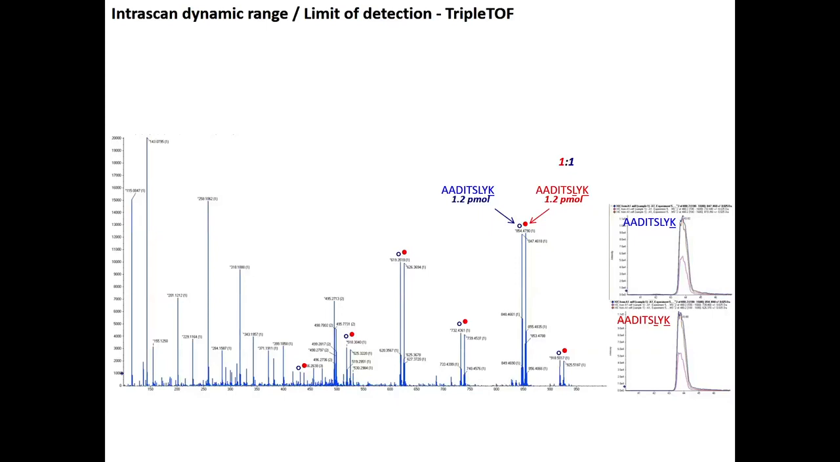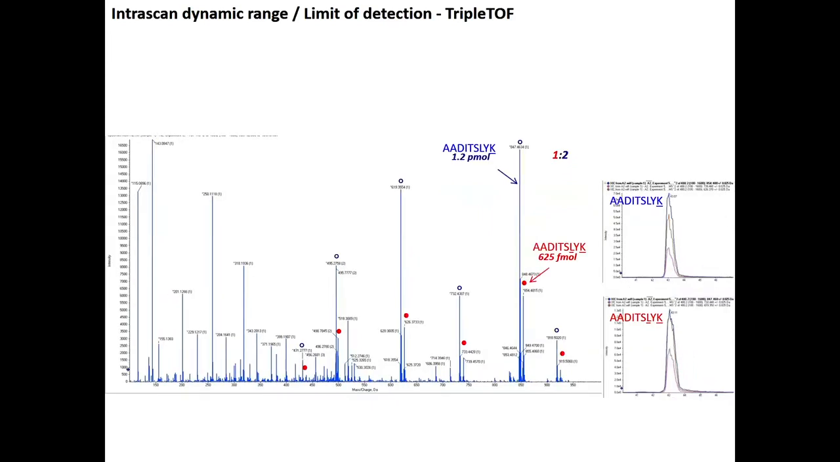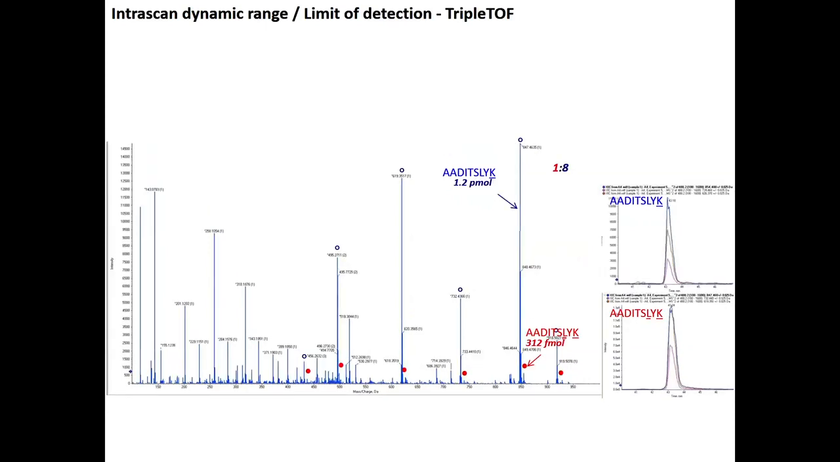Do you see the ratio 1-to-1? So 1.2 picomole, 1.2 picomole. You see actually the fragments that I'm extracting here. I labeled the blue one and the red ones. You see the peak in peak view. You see the 1:2 ratios here. Of course, all the red peaks drop by factor 2.